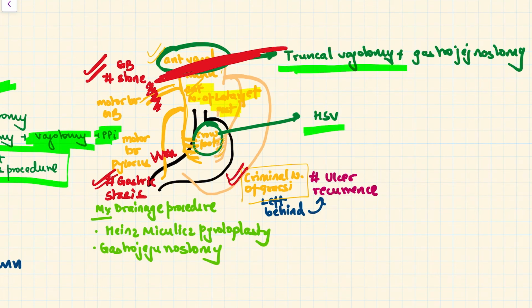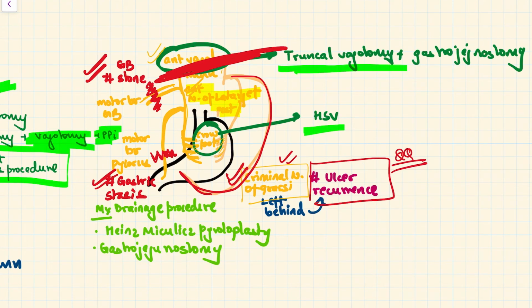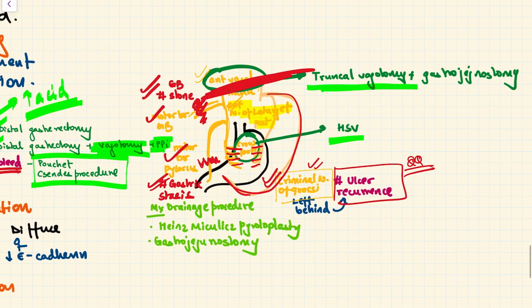Then also this nerve, which is called the criminal nerve of Grassi, right? Remember that this is the most common nerve which is left behind, hence it is known as the criminal nerve of Grassi, and this is the nerve which is responsible for ulcer recurrence. This is a very important point, and remember that carefully. Okay. Highly selective vagotomy is that we remove just the crow's feet, right? So that the motor branches to the gallbladder and the pylorus are safe, and there will be lesser complications, right? Okay.